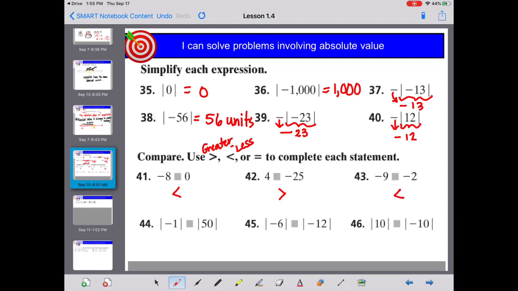Okay, here you have to solve the absolute values first. The absolute value of negative 1 is 1. The absolute value of 50 is 50. So 50 is greater, so I would put 1 is less than 50. The absolute value of negative 6 is 6. The absolute value of negative 12 is 12. So 6 is less than 12. All right, the last one, the absolute value of 10 is 10. The absolute value of negative 10 is 10. So this would result in an equal answer.